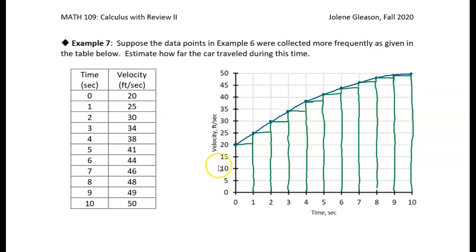In this example, we've got the same car moving with increasing velocity over the same 10-second interval. Only now we are sampling the velocity every second instead of every 2 seconds. And so we have a table of data. I've taken the liberty to go ahead and plot that data so you can see the curve, and then I've drawn in the rectangles representing the left-hand sum.